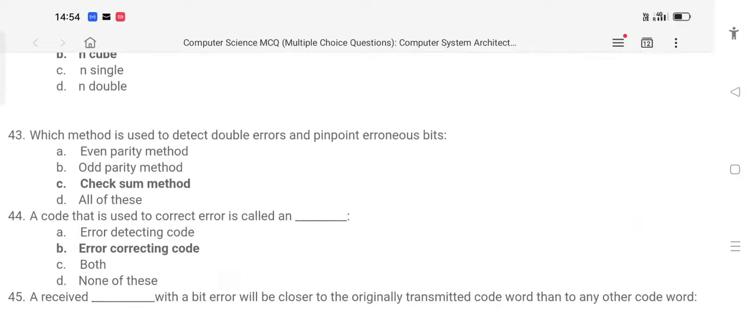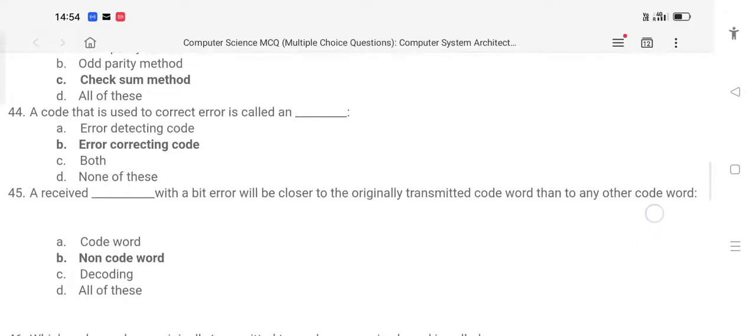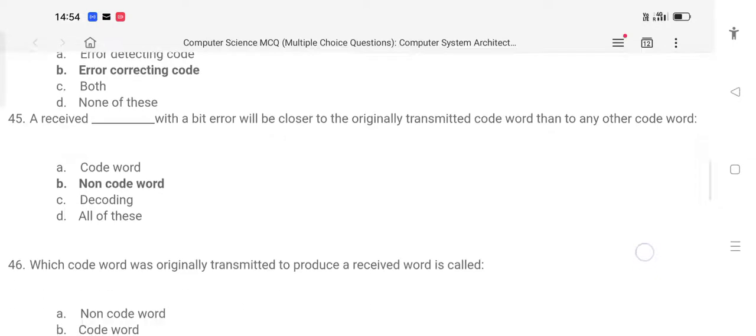Which method is used to detect double errors and pinpoint erroneous bits? Checksum method. ரொம்ப முக்கியமான பாயிண்ட், pinpoint erroneous bits checksum method. A code that is used to correct errors is called an error correcting code.